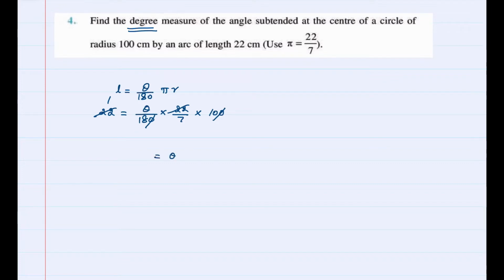Therefore, theta is 18 times 7 over 10. 18 times 7 is 126 over 10, which is 12.6 degrees. We can convert 0.6 degrees to minutes by multiplying by 60. We can write this answer as 12 degrees 36 minutes.